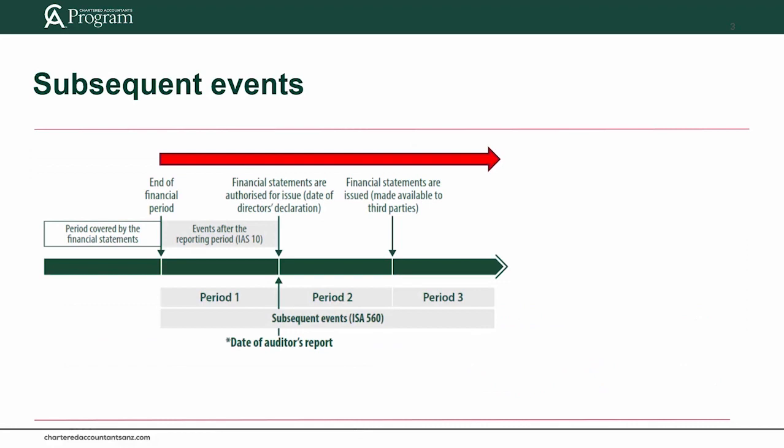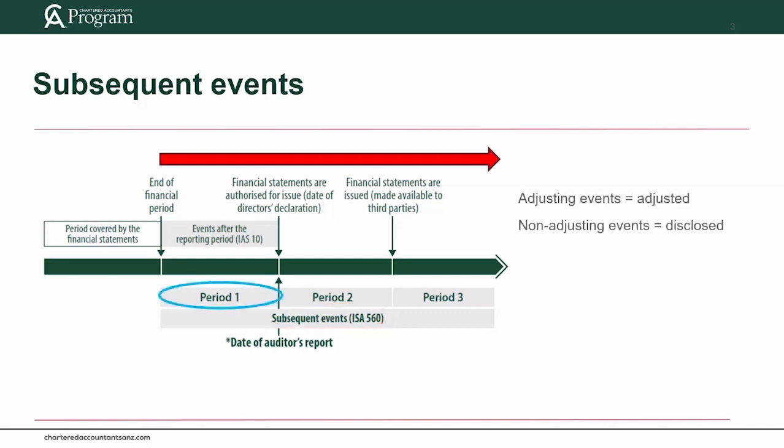When we talk about performing subsequent event procedures, we are referring to the period after the end of the financial period. Directors of an entity are responsible for ensuring the financial statements comply with IAS 10, and ISA 560 outlines the responsibilities of the auditor in respect of subsequent events in the audit. Let's take a closer look.